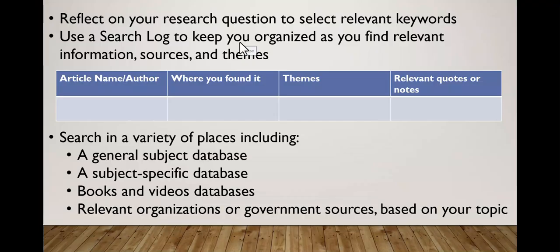So to review, to complete your literature review, you want to follow these steps. First, you want to reflect on your research question to select effective keywords. You might want to create a chart like the one below to keep yourself organized as you find relevant information and track the sources, where you found them, and the themes in each one. And there is a link to an example that you can use in the description of this video.